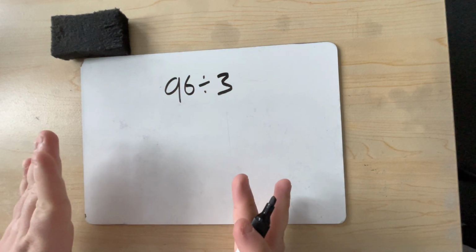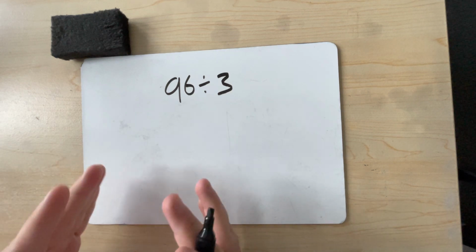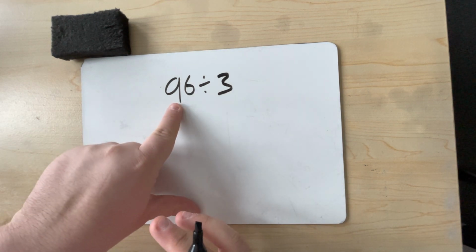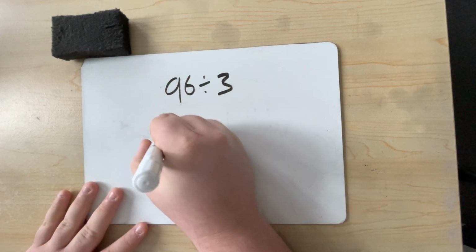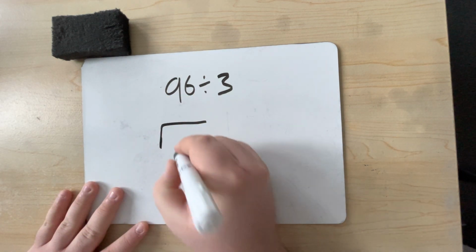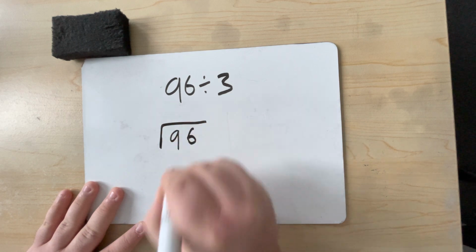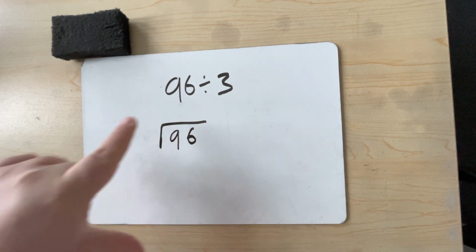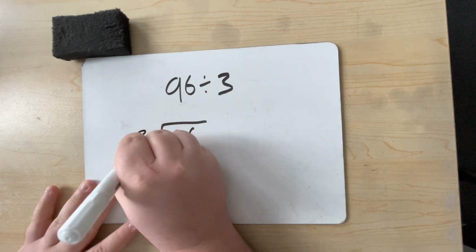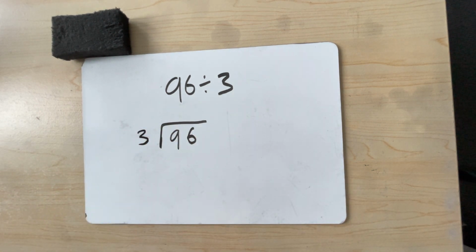The first thing you have to do when you're dealing with non-calculated division is make sure the number that appears first goes inside the bus stop. So we're just going to draw a bus stop, which looks like that, and we're going to put the 96 here. The number that appears second is the one that goes on the outside. So we're going to put that there.